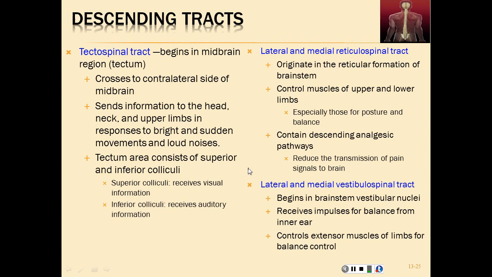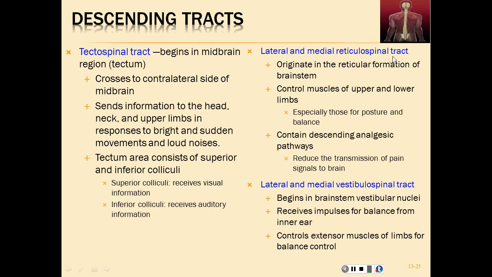So here are the rest of the descending tracts. The tectospinal tract begins in the midbrain, which is the tectum, and it crosses to the contralateral side of the midbrain. It sends information to the head, neck, and upper limbs in response to bright and sudden movements, and of course loud noises. Now the tectum area consists of the superior and inferior colliculi. The superior colliculi receive visual information, and the inferior colliculi receive auditory information.